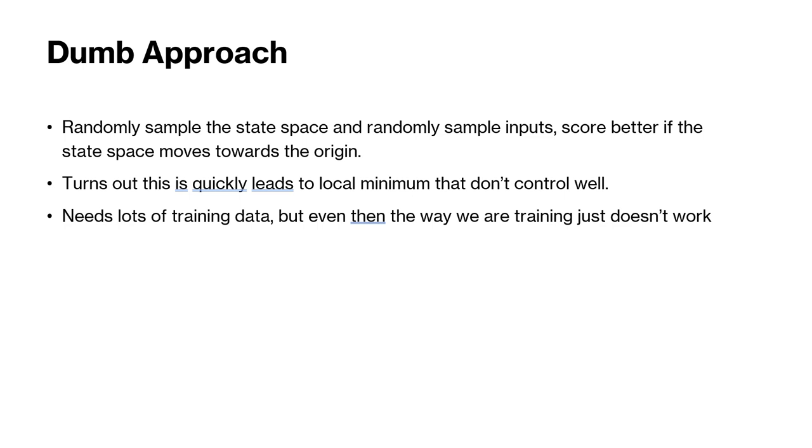So I started with a really dumb approach. I just randomly sampled the state space and randomly sampled some inputs and tried to come up with a way to score if it'll be better or worse, or if it's moving towards the origin. The reason the origin's nice is because I can arbitrarily move that around and control the system however I want to.